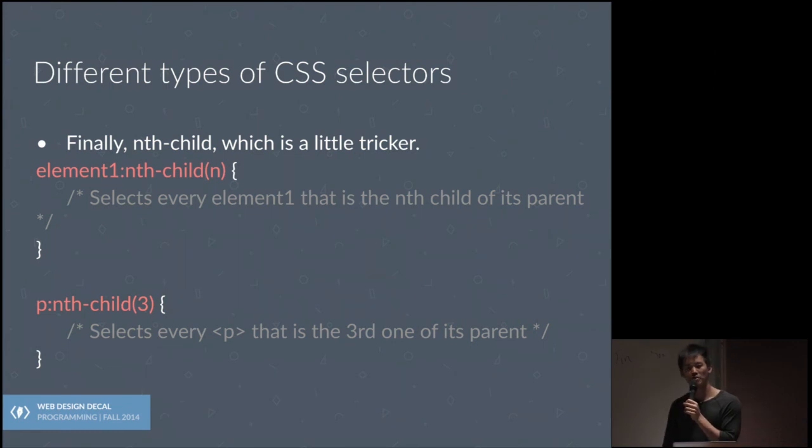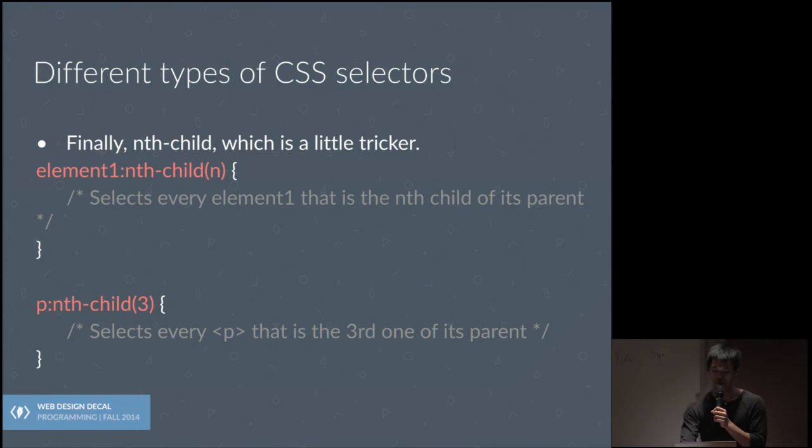What do I mean by children? I mean all elements which are nested under that element. So in this case, if we have this example down here where we have the p paragraph element, colon, nth-child(3). So what does that do? Well, basically, it looks for all instances of the paragraph tag which are the third child of its parent.